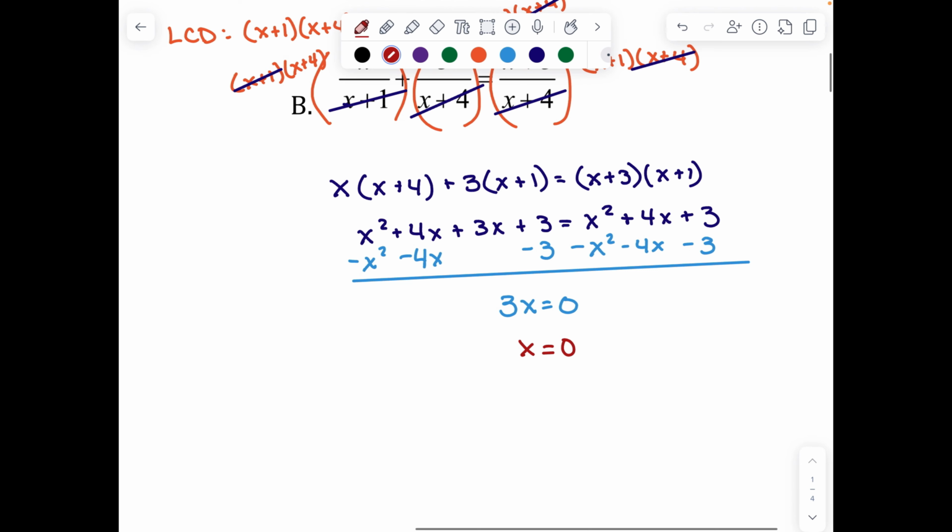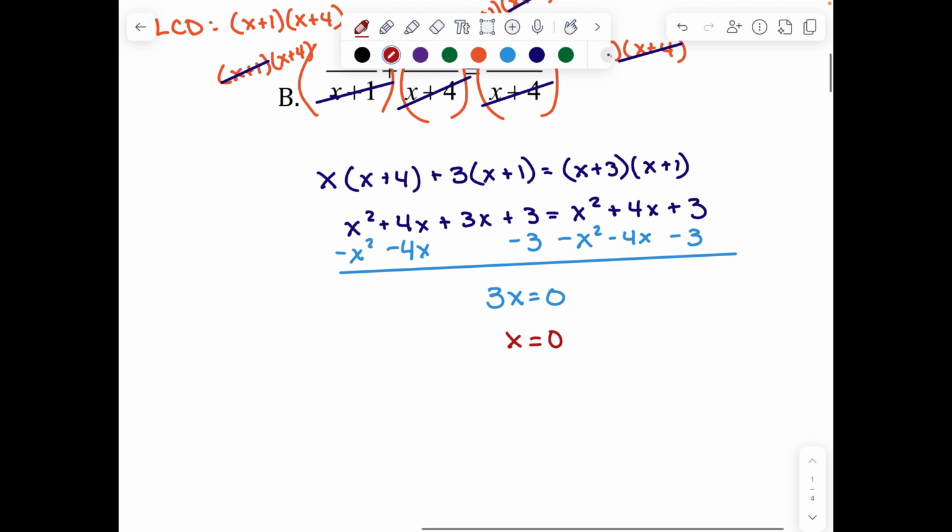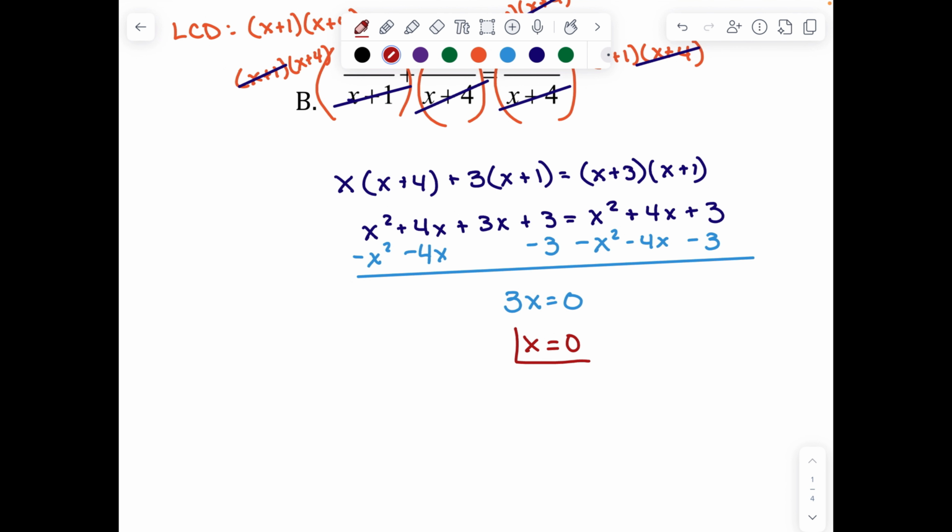Now we need to just check to see if that is one of our numbers that would turn our denominator into 0. It is not, so our answer is just going to be x equals 0.